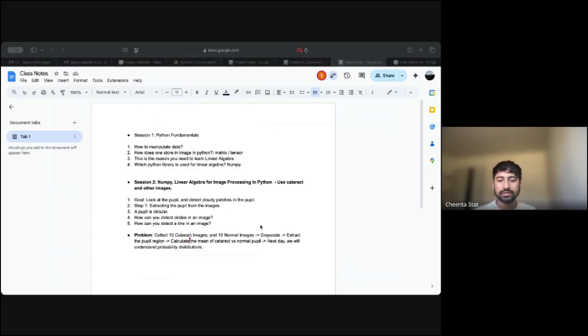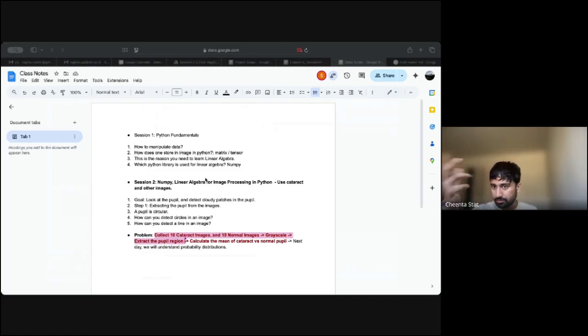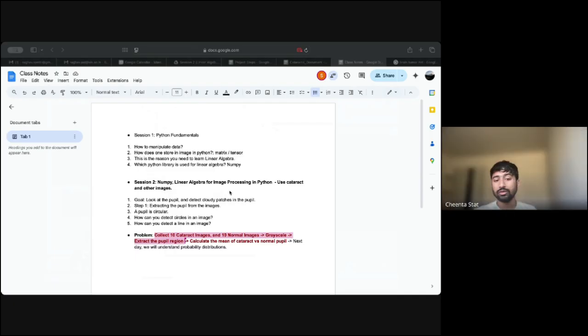So next day you can do this till this part, and this is one problem statement. I think a good problem statement for you. The thing is how to extract the pupil region. You can download them, you can crop them up. That's one choice. Sir, do I have to crop it or do I have to write code to extract it? If you can do it, that's great. But how will you do it?